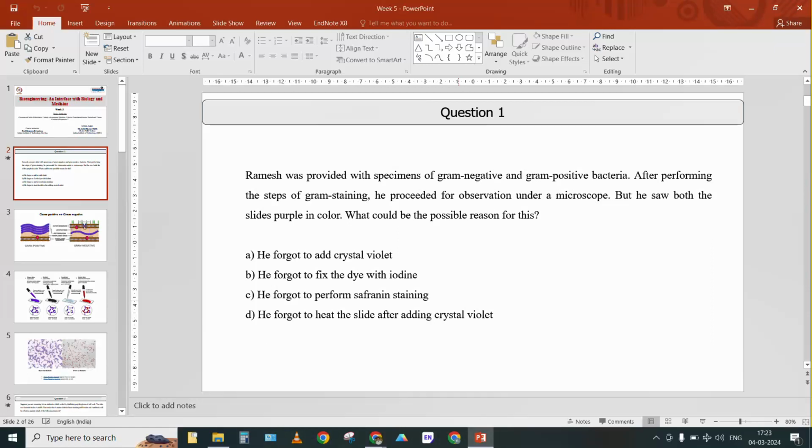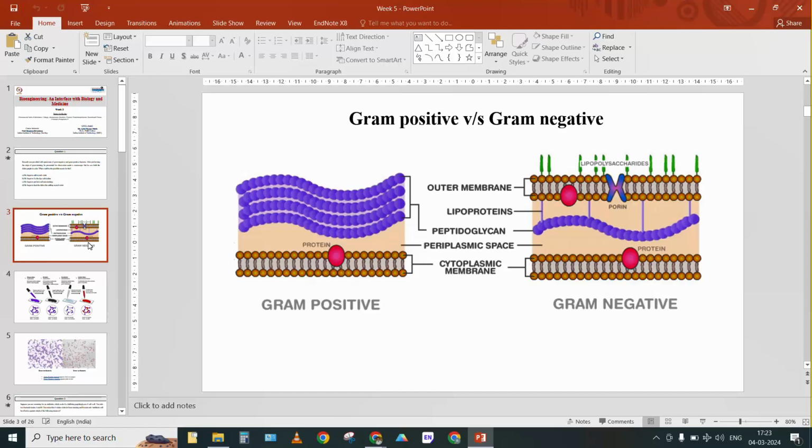So in this question, it seems like Ramesh encountered an interesting result during his gram staining experiment. Gram staining is a crucial technique in microbiology that helps differentiate bacteria into two major groups, that is gram positive and gram negative, based on the characteristics of their cell walls. The typical outcome of a successful gram staining procedure is that gram positive bacteria appear purple, while gram negative bacteria appear pink or red in color. This color difference is due to the ability of the bacterial cell wall to retain the crystal violet dye used in the staining process.